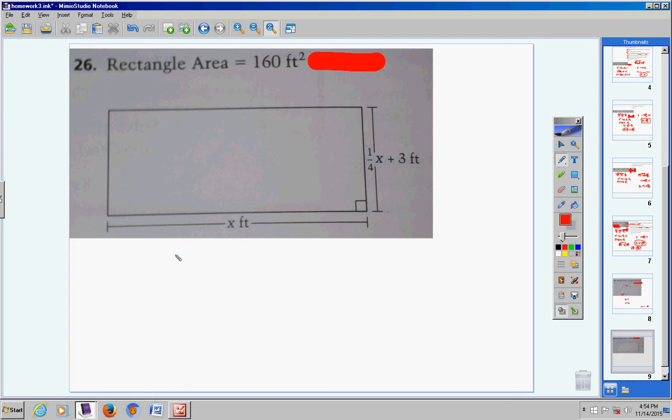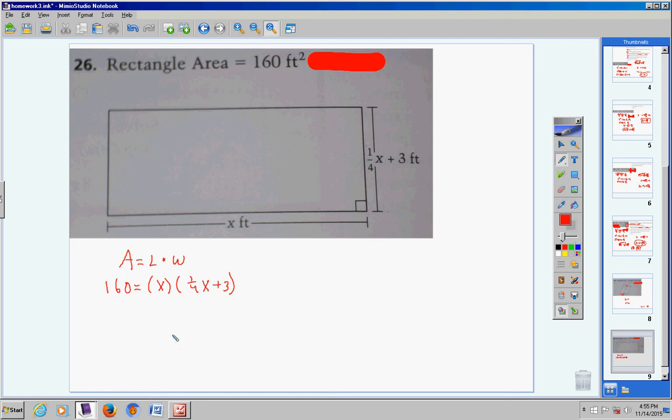Now, first of all, they tell me the area of a rectangle is 160 feet. Now, the area of a rectangle is length times the width. Okay? So for area, I'm going to substitute 160. And for length, I'm going to put x. And for width, I'm going to put 1/4 x positive 3. Okay? Now, let's solve this equation.